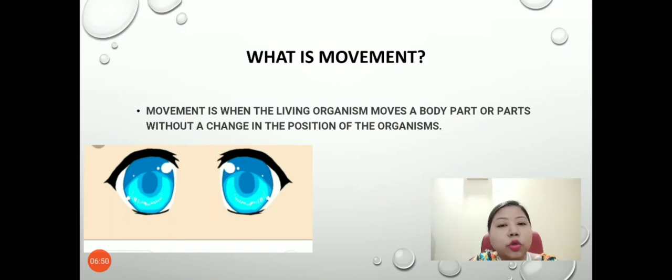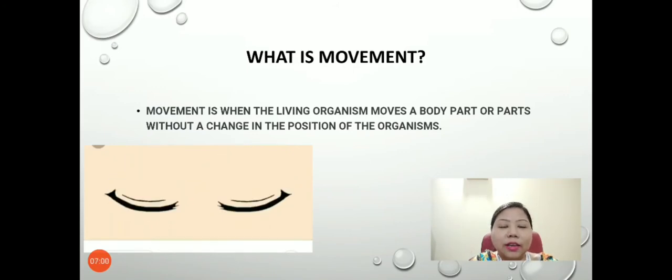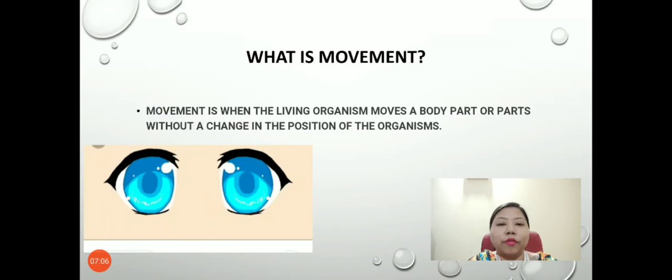We have seen so many examples of movement. So the question that arises next is, what is movement? Now look at this. You'll see that the eyes are blinking. This is the movement of the eye. The blinking of the eye from time to time is an example of movement. But what is actually movement?